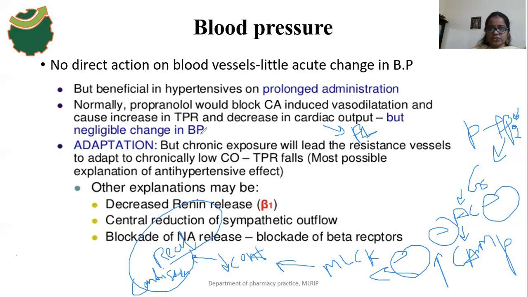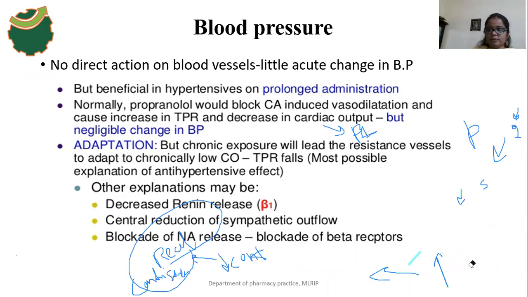Okay, in normal individuals, but with chronic exposure, which means the chronic use, the prolonged administration of this propanolol drug, it decreases the total peripheral resistance. Okay, it decreases the what? Total peripheral, just wait, I will erase this thing, then it will be clear.